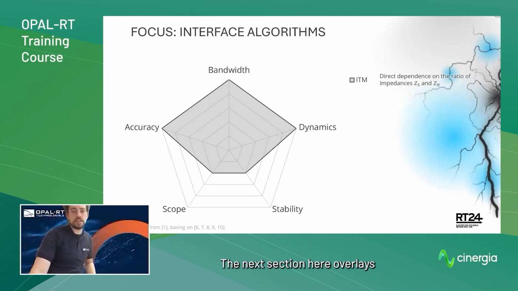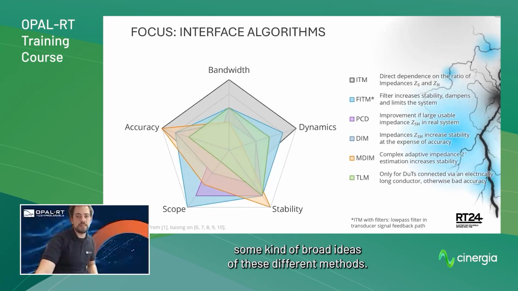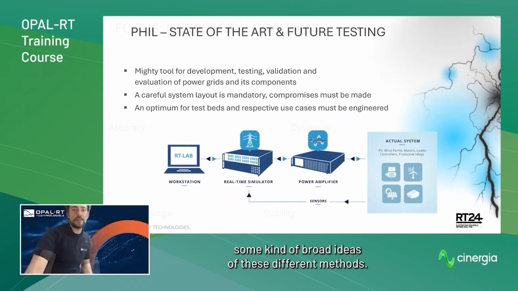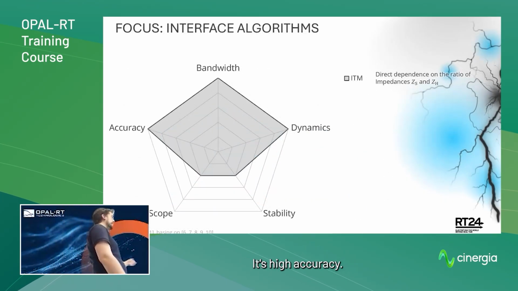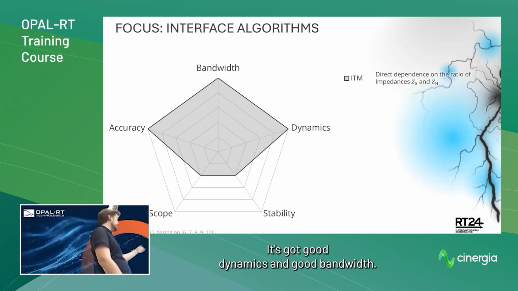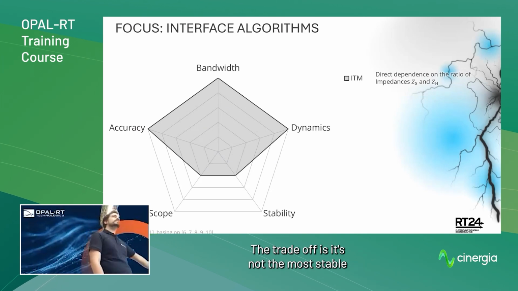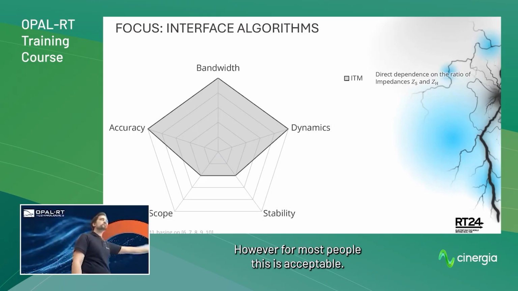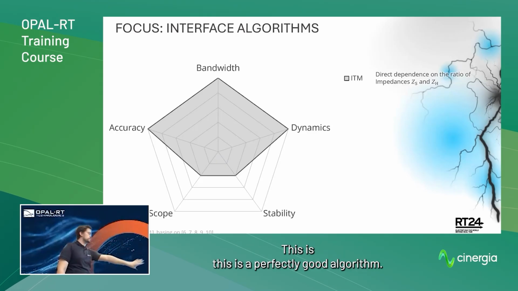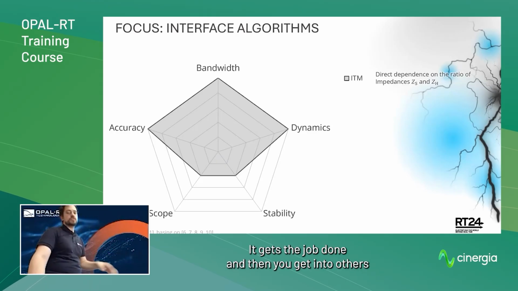The next section here overlays some broad ideas of these different methods. So going through the VITM method, which is what we use here, it's high accuracy, it's got good dynamics and good bandwidth. The trade-off is it's not the most stable and it's limited in the scope of what it can do. However, for most people, this is acceptable. This is a perfectly good algorithm. It gets the job done.